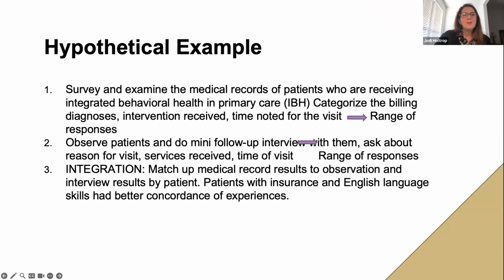Say you do a survey and look at medical records of patients who are receiving this integrated behavioral health, and you categorize them. So you've got a range of responses. And then you observe patients and do an interview with them and ask them what they think about this. And so then you match those up to see if they're the same or they're different. And one of the things you maybe learn is patients with insurance and English language skills have a better concordance of experiences. That's just an example.